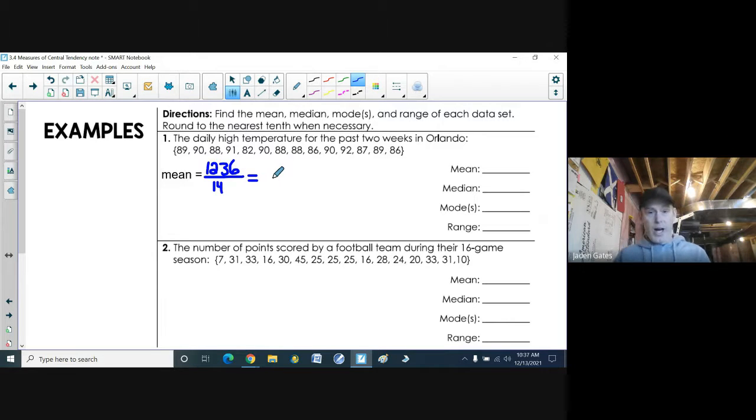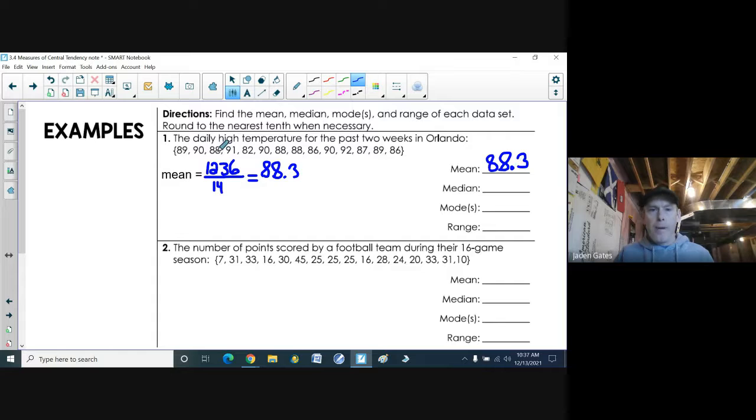And then when I divide that 1,236 by 14, I got 88.3. And so that would be our mean, or our average. It's another name.